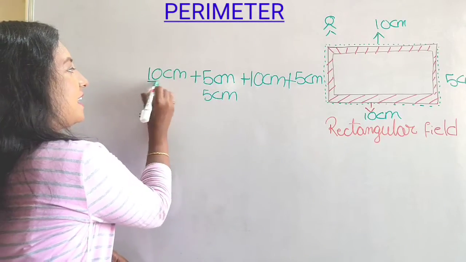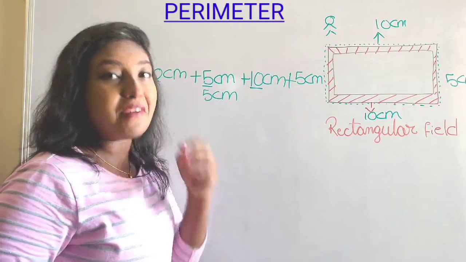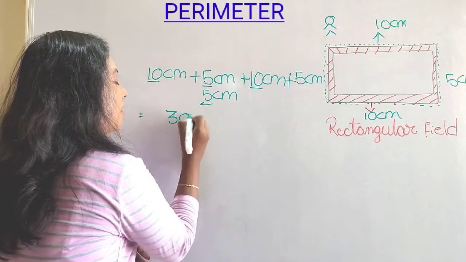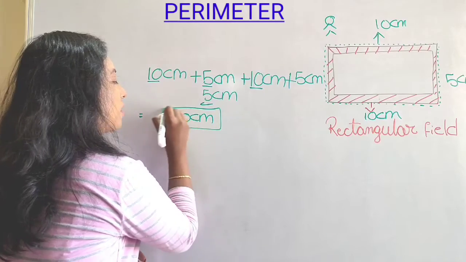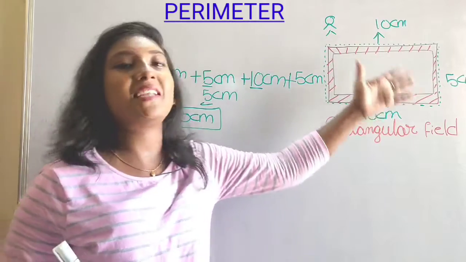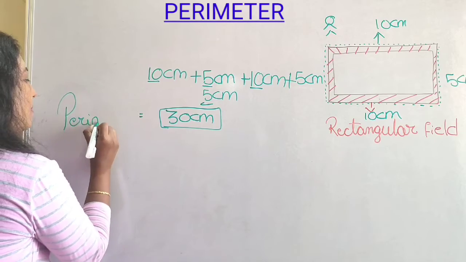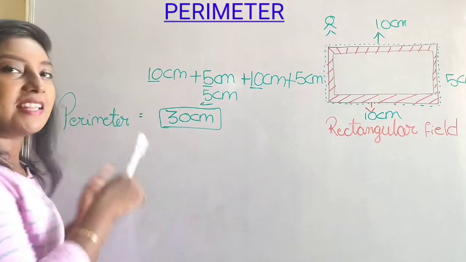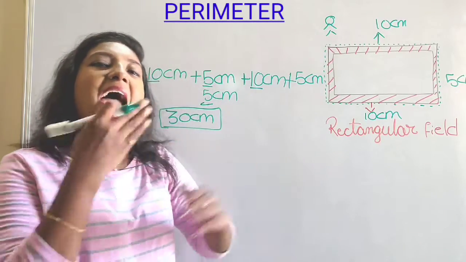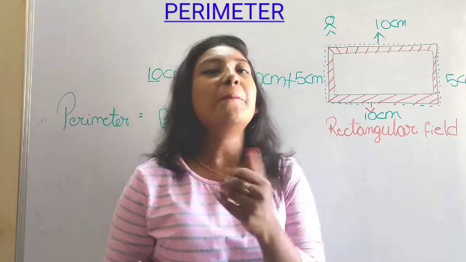Let's start adding. 10 plus 5 is 15 centimeters, and 15 plus 10 is 25 centimeters, and plus 5 is 30 centimeters. So the output we got is 30 centimeters. 30 centimeters is the perimeter of this rectangular field. This is nothing but the perimeter. So how are we going to find the perimeter? Simply by adding up all the side lengths, which gives you the perimeter.